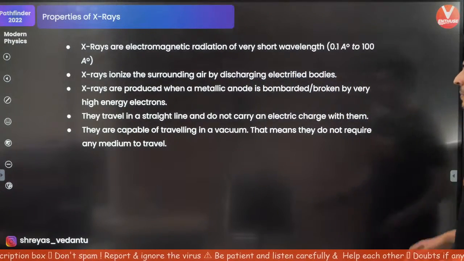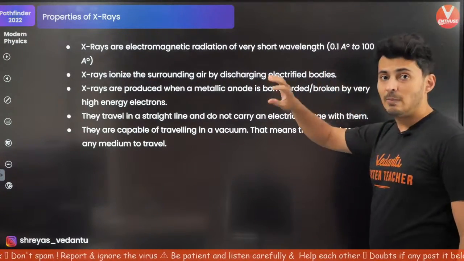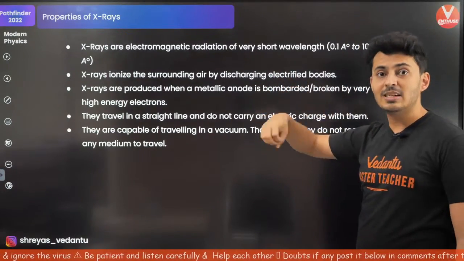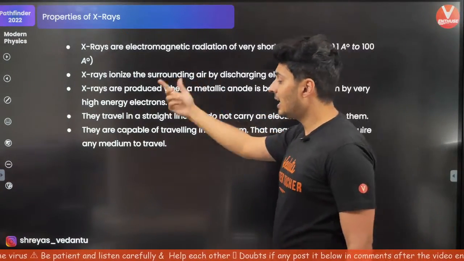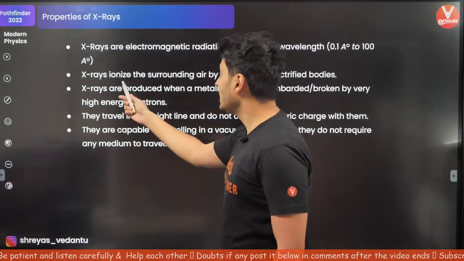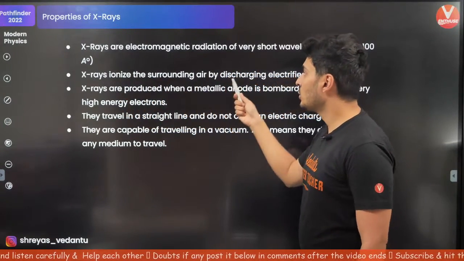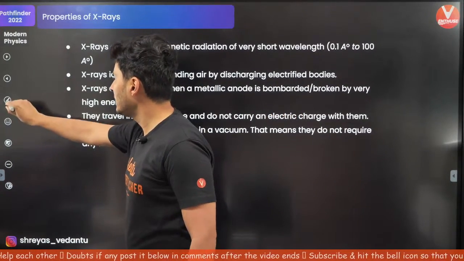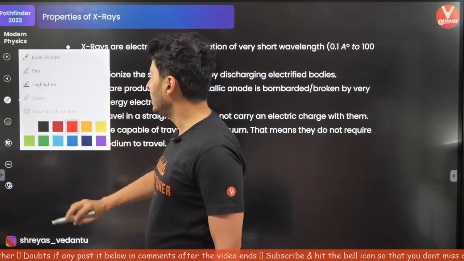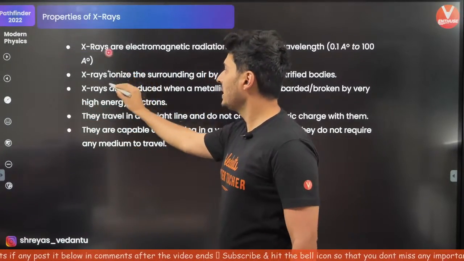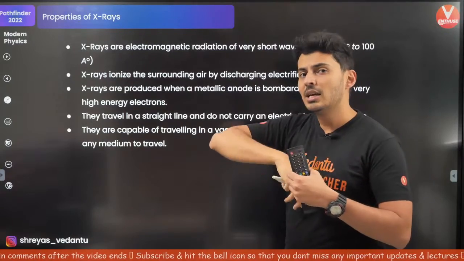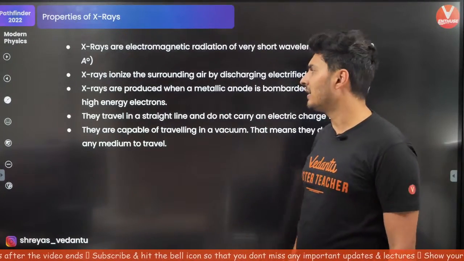Okay. So they have very short wavelength, typically in Angstroms. That means very high frequency. Very high frequency means very high energy. Very high energy means they can easily ionize the gas through which they pass. Very important. They can easily ionize the gas through which they pass. Ionize means when they collide with the gas molecules, they will knock out the electrons because of their high energy.